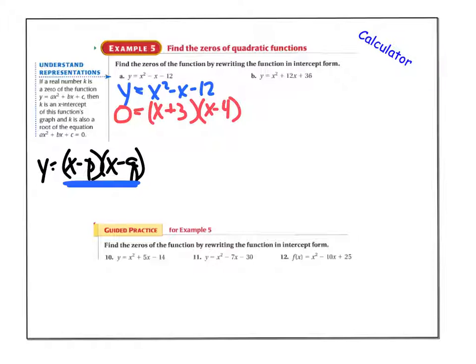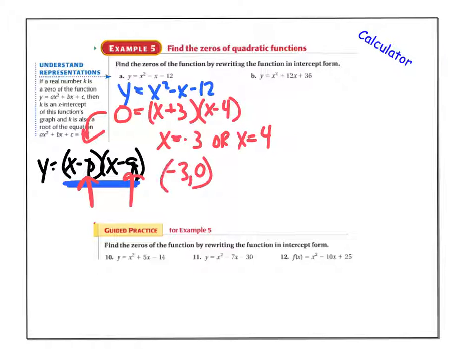And so now you should notice that it is in intercept form. And so when you solve this for x, you're going to get that x = -3 or x = 4. And really that's coming right from picking out the p's and q's. And so we would write our intercepts as (-3, 0) and (4, 0). And so now you've just written them as intercepts or zeros instead. Same idea, though, they're also the solutions of the quadratic.